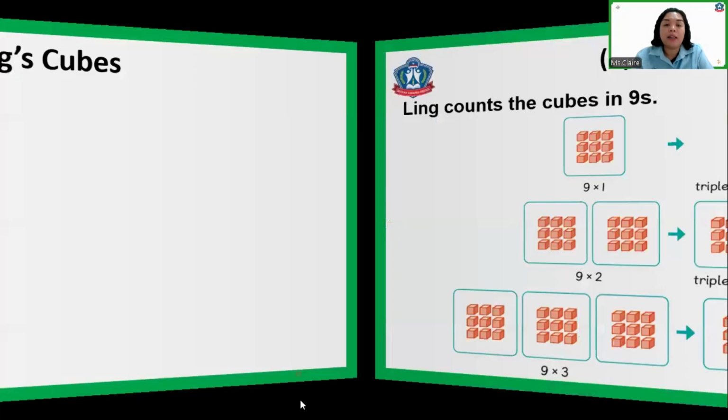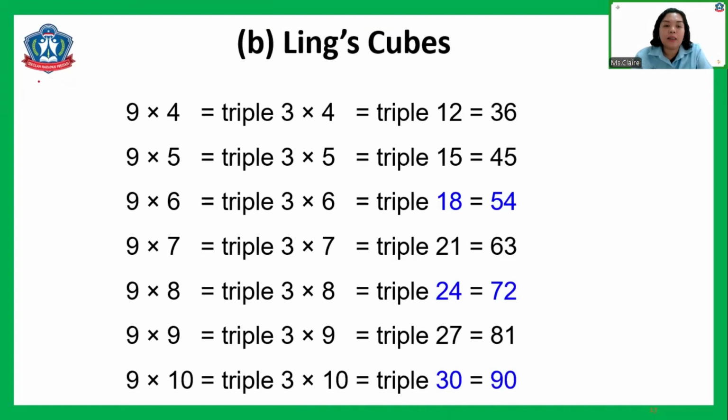Alright. So again, this is the full list. For example, let's choose 9 times 6. Since 9 is 3 times 3, that means 3 times 3 times 6. 3 times 6 is 18, so you multiply 18 by 3, that is 54. And so on until 9 times 10, okay?